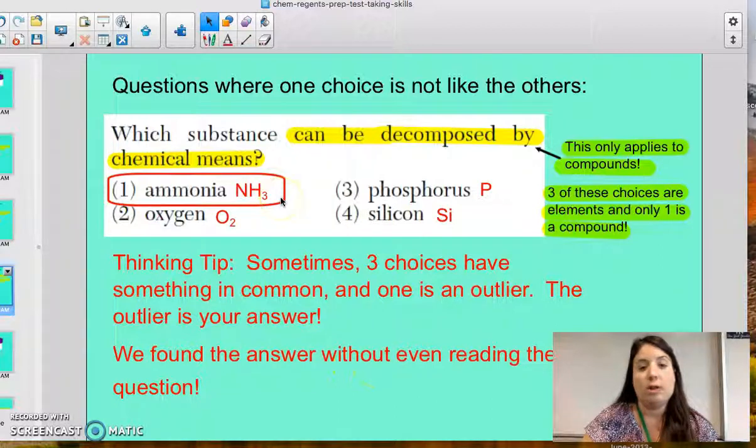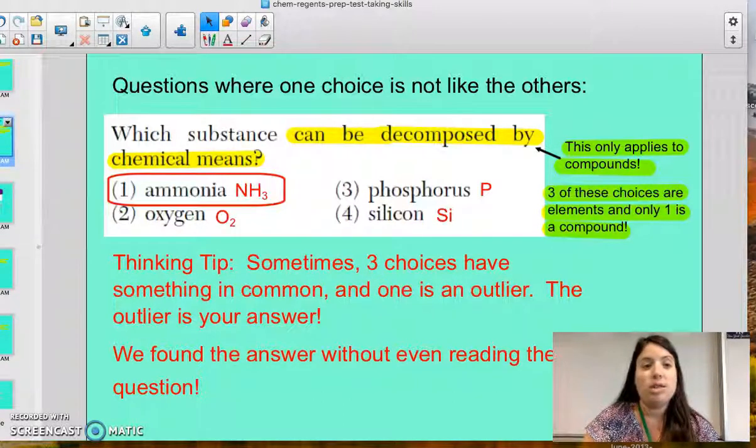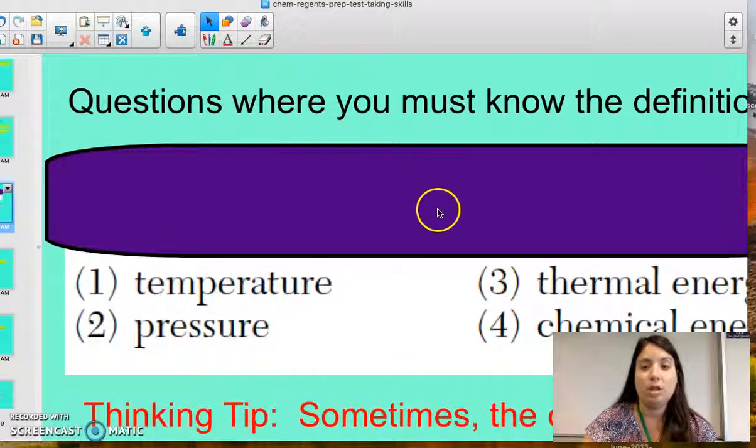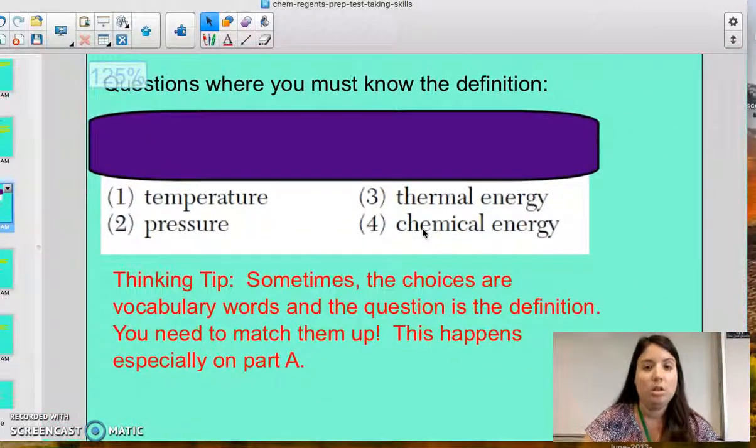Ammonia is the only compound listed. Oxygen, phosphorus, silicon, those are just elements. And that's the biggest difference between those two. Okay, so again, we want to use some test-taking strategies in addition to the chemistry that we've learned this year. We should be able to be successful. Sometimes we just have to know the definition. So if you look at these choices, these are all just different vocabulary terms, all right? So the question itself is going to be the definition, and you just got to match them up, all right?